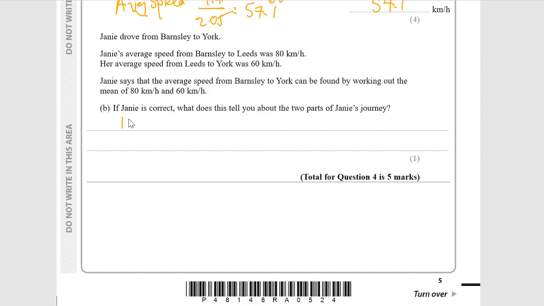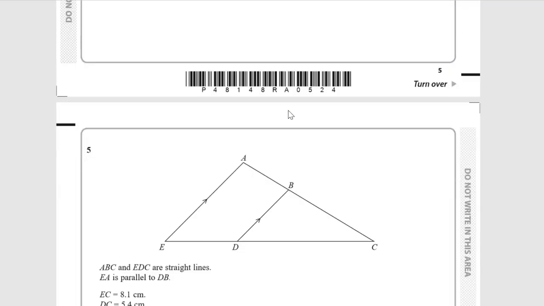Well, it will tell us that the time must be the same, because if she can even out the two speeds, and she says that her average speed from Barnsley to York can be found by working out the mean of 60 and 80, that means the time must be the same.